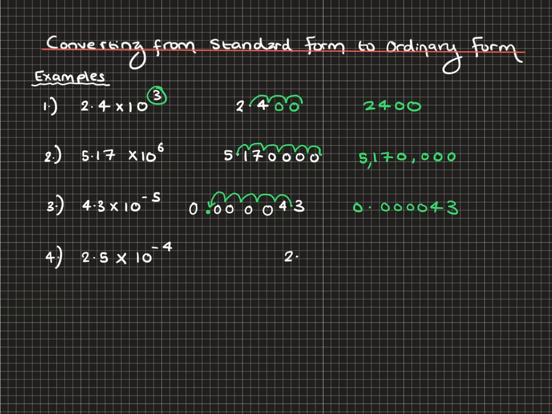Let's do one last example, which is 2.5 times 10 to the negative 4. Start off with your 2.5 and then let's divide by 10 once, twice, 3 times, 4 times, and fill in some zeros. So my final answer, 0.00025.